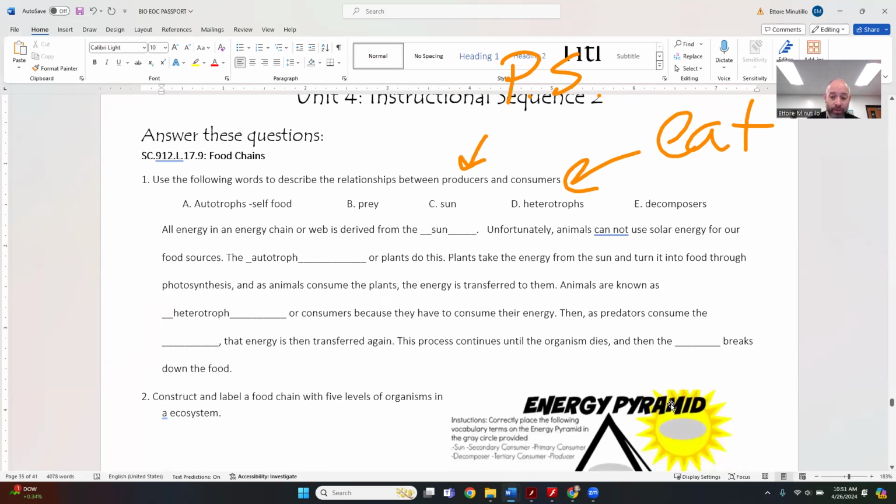Then as predators consume the prey, that energy is transferred again. The process continues until the organism dies, and then a super important part that does not get very much talk is our decomposers. Our decomposers are going to be breaking things back down, releasing those molecules and energies back into the environment, and that can get taken up by plants or other things that live in the ground.